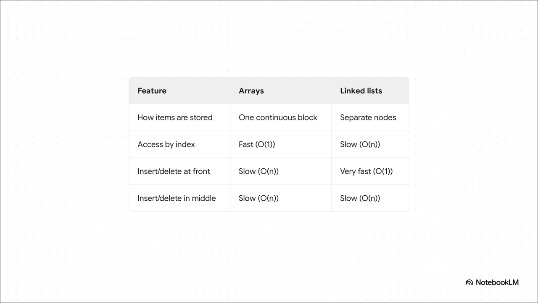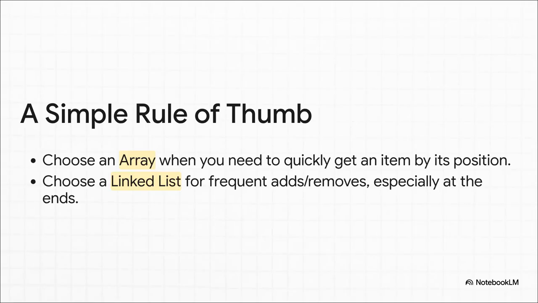But the tables completely turn when you want to add or remove something from the front. For a linked list, it's a super fast O of 1 pointer change. For an array, you might have to shuffle every single element over, and that is a painfully slow O of n operation. So all of this leads us to a really simple rule of thumb.